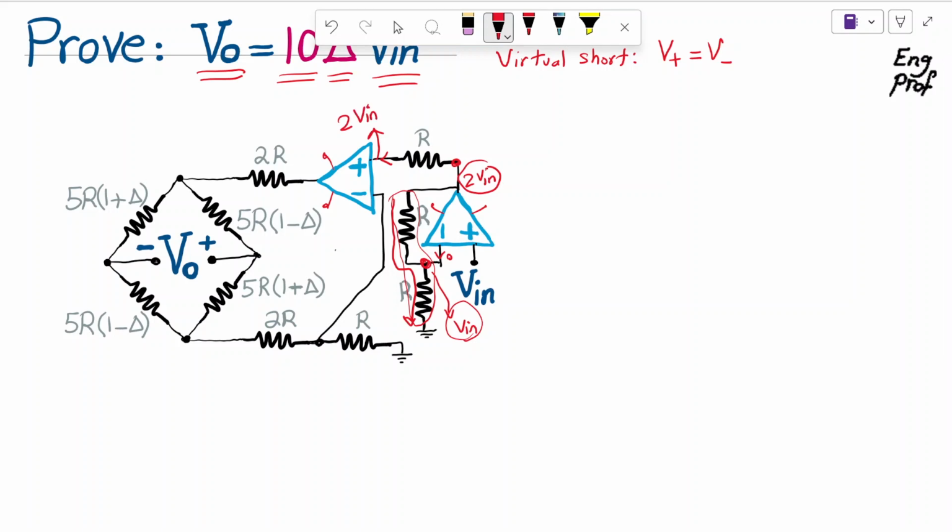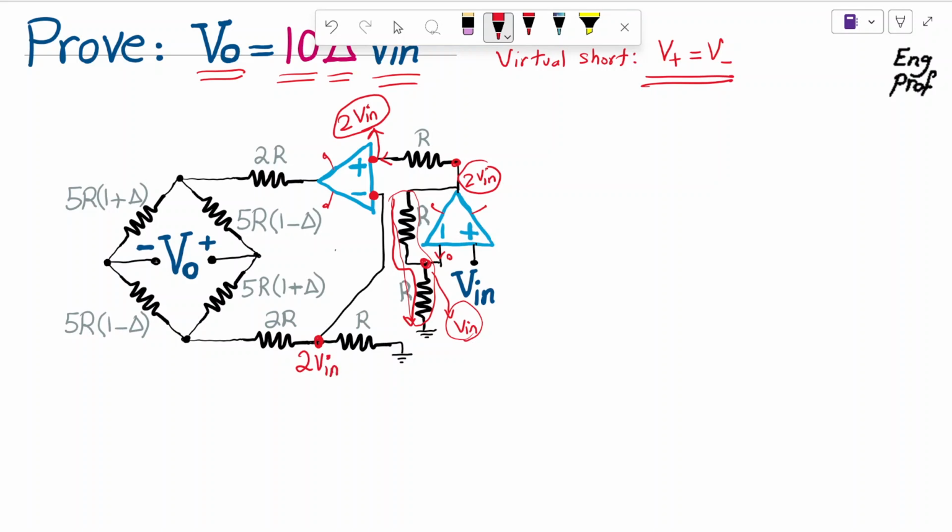As a result, virtual short is valid for the second op-amp as well. So if 2 Vn appears at the positive input terminal, 2 Vn should be at the negative as well, which means this node is 2 Vn. That's the beauty of this circuit.